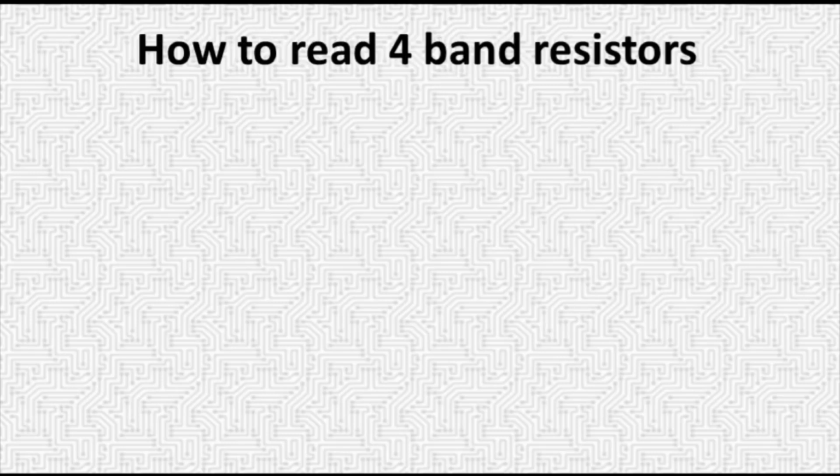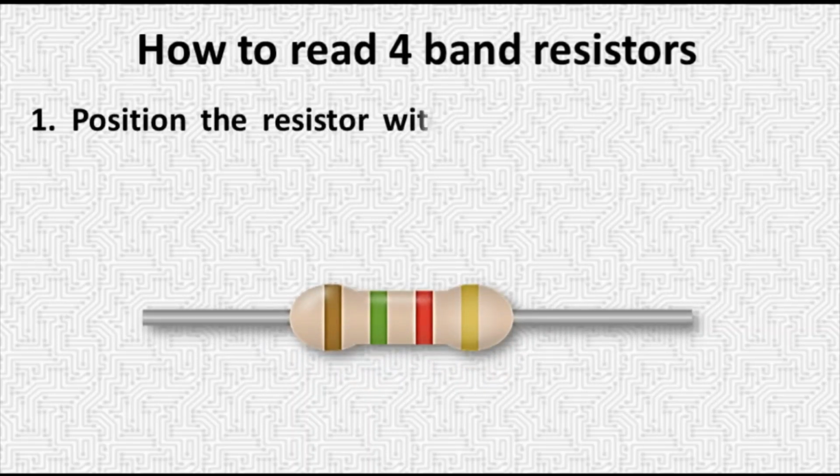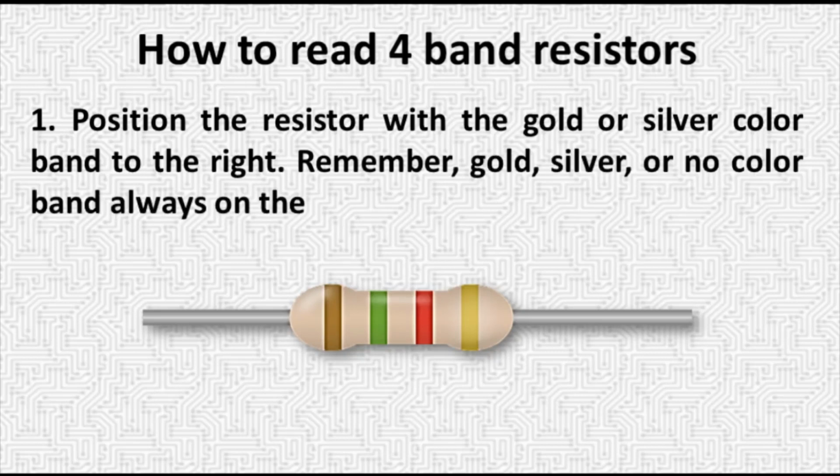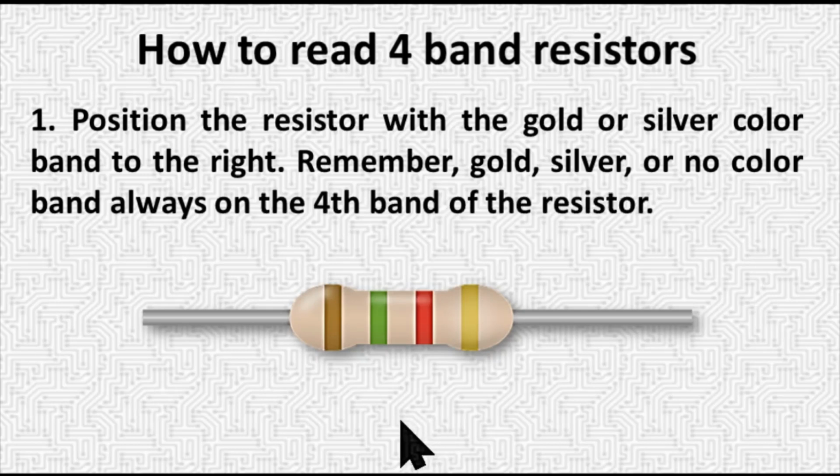Okay. Paano daw babasahin ang 4-band resistors? Una, position the resistor with a gold or silver color band to the right. Remember, gold, silver, or no color band always on the fourth band of the resistor. So, ito yun, no? Asan ba dito ang gold? Ito, mukhang gold itong nandito sa kanan. So, tama ang position ng ating resistor.